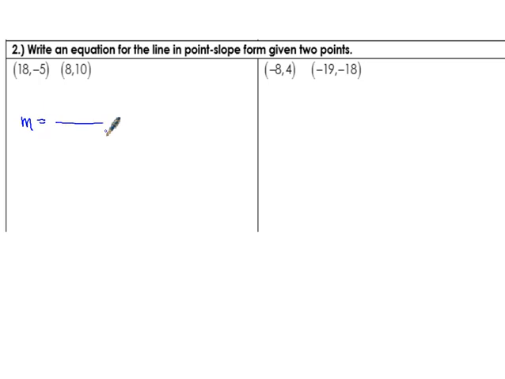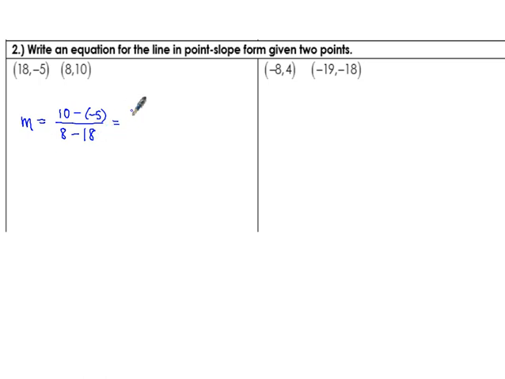So I'm going to do my y sub 2 minus my y sub 1 over my x sub 2 minus my x sub 1. So I'm literally just plugging and chugging to find the actual value for the slope.